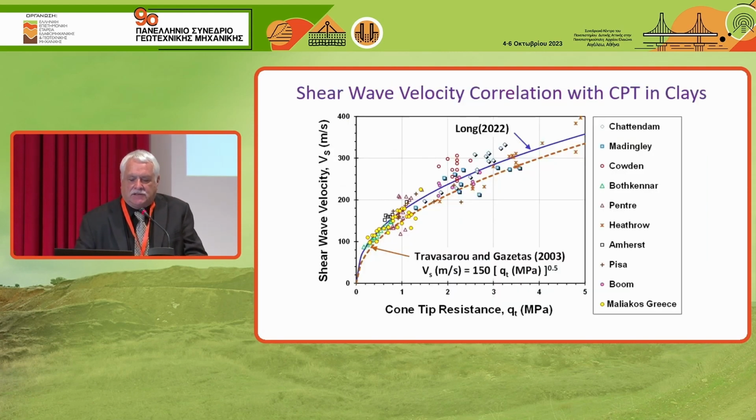We could also look at some direct correlations. Say, here's a correlation of shear wave velocity with cone tip resistance. And I put in here George Gazetas' relationship that he had in Soils and Foundations. And I think it matches the data from Michael Long, University College Dublin. George was saying shear wave velocity in meters per second can be estimated as 150 times the square root of cone tip resistance in megapascals.